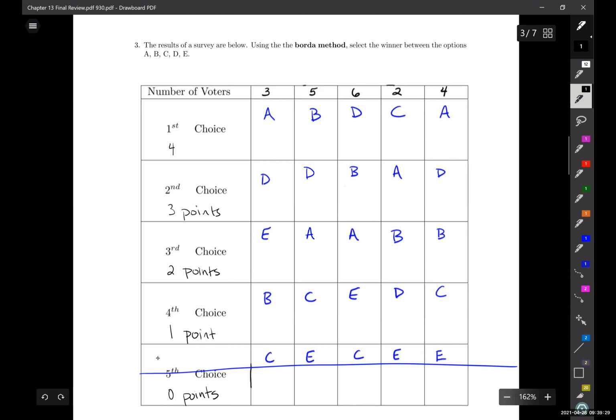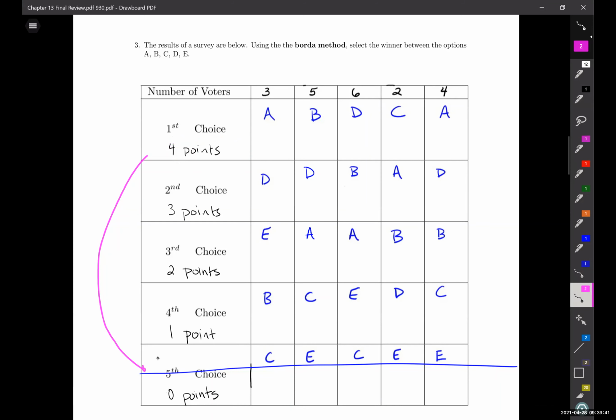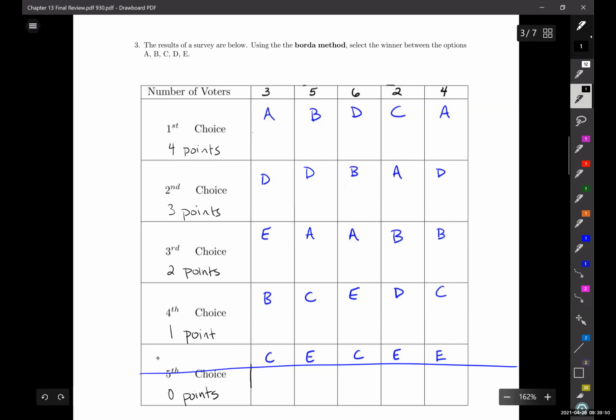Plus 1, 4 points. And you know you've done it correctly if the first place number of points is 1 less than the number of candidates. 5 minus 1 is 4. Then remember, for the Borda method, you say 3 people wanted A as first place. So those 3 voters, their vote is weighted by 4. So we say 3 times 4, that contributes 12 points to A. And you fill in the whole table and then add up all the separate categories. So we'll give time for people to attempt this on their own.